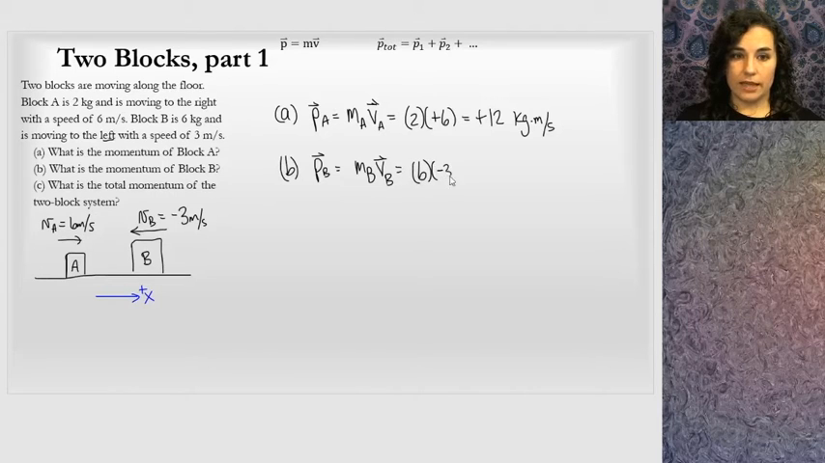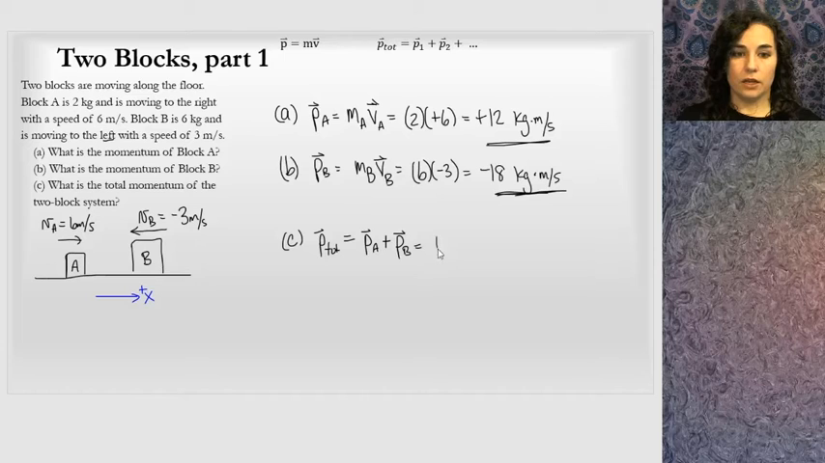Velocity b is -3, and when I multiply this out, I get -18 kilograms times meters per second. Those are our answers for A and B. For C, we can use the principle of superposition for momentum, which says that the total momentum has to be the momentum of A plus the momentum of B. And you're going to see that we're going to have some sign issues going on. The total momentum for the entire system will be -6 kilograms times meters per second. And I'm going to keep a hold of that number.